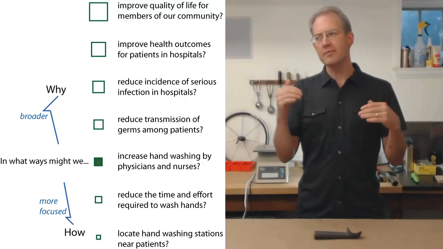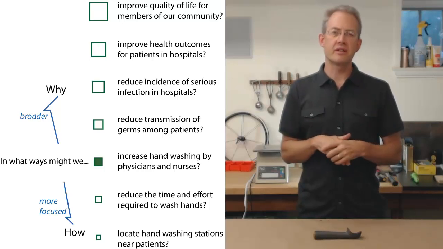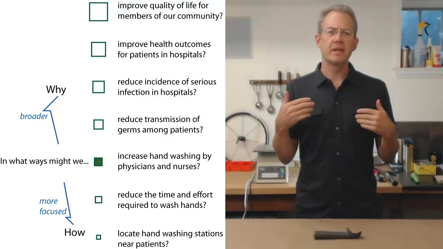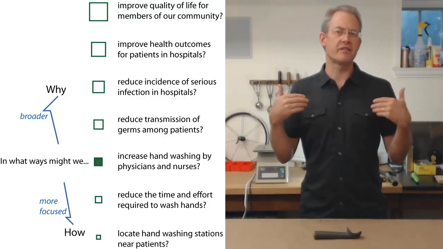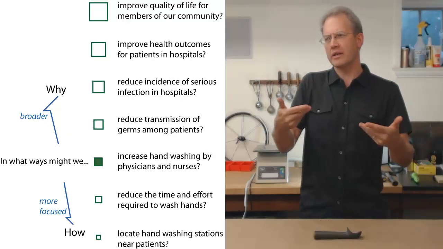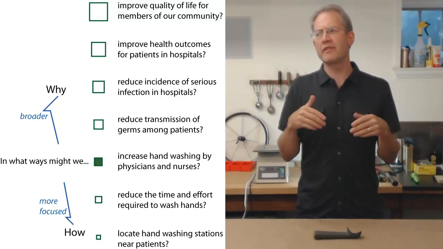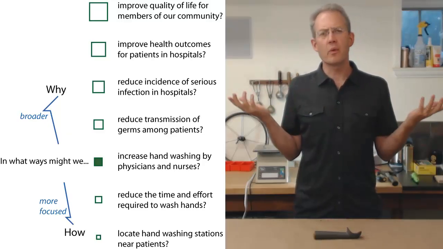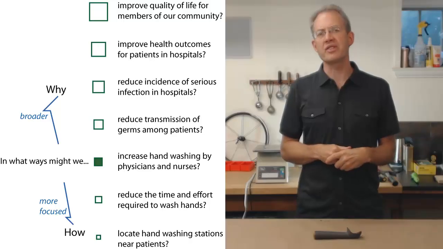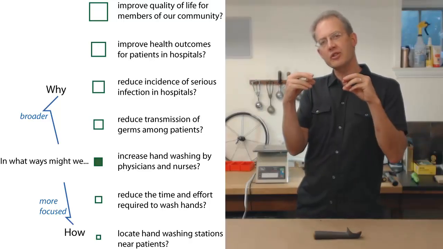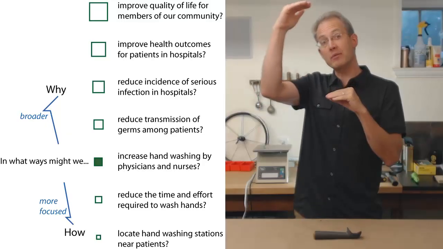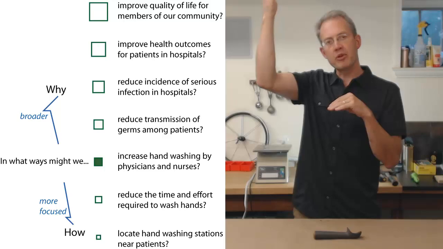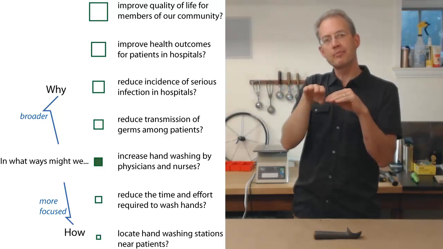Then you can ask why. Well, because we want to reduce the transmission of germs among patients. Well, why do you want to do that? Because we want to reduce the incidence of serious infection in hospitals. Why do you want to do that? Because we want to improve health outcomes for patients in hospitals. And why do you want to do that? Because we want to improve the quality of life for members of our community. So we've taken that initial problem statement and we've made it more general, all the way as general as a statement of, in what way might we improve the quality of life for members of our community?